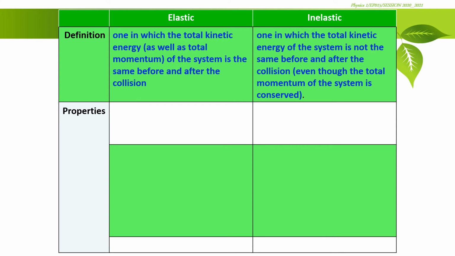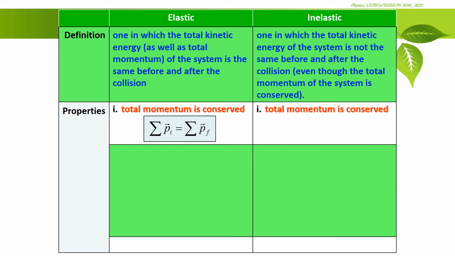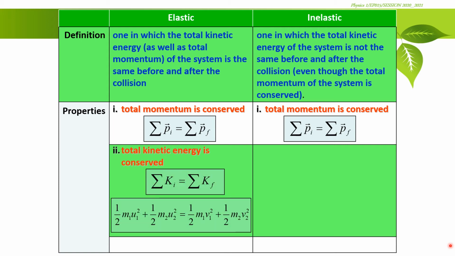Then, we need to differentiate the properties of elastic and inelastic collision. The total momentum for both elastic and inelastic collision is conserved. So, for both collisions, the total of initial momentum is equal to the total of final momentum. For elastic collision, the total kinetic energy is conserved. Thus, the total of initial kinetic energy is equal to the total of final kinetic energy, as shown in the equation.